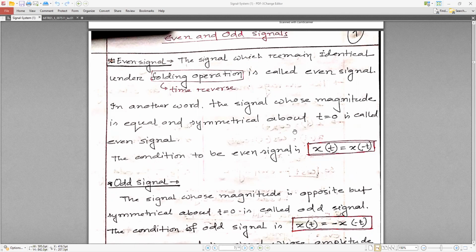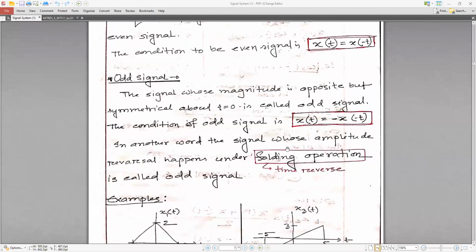We also know that the odd signal is the signal whose magnitude is opposite but symmetrical about t equal to 0. The condition of the odd signal is x(t) is equal to minus x(-t). And in another word, the signal whose amplitude reversal happens under the folding operation, that means the time reverse, is called the odd signal.